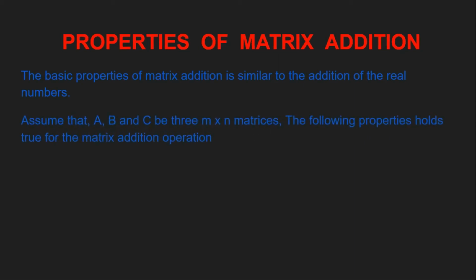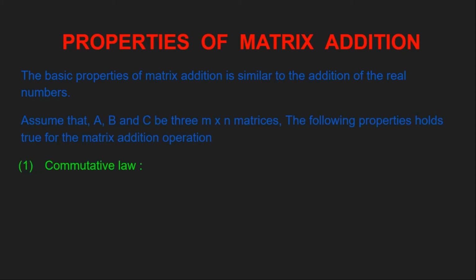Now just see the different properties, because there are different types of properties regarding matrix addition. So basically, first of all, the basic properties of matrix addition are similar to the addition of real numbers. As you know the properties of adding real numbers, there are also properties regarding matrix addition. Assume that you have three matrices A, B and C, and all the matrices are of order m cross n. The following properties hold for the matrix addition operation, guys.